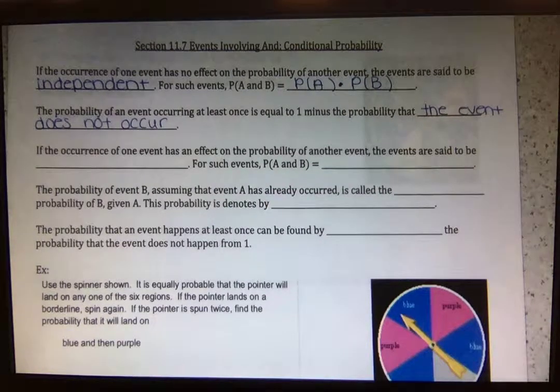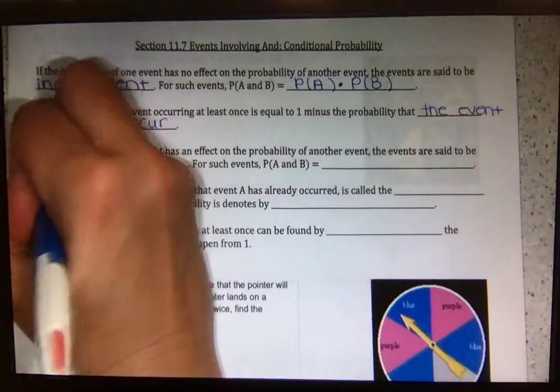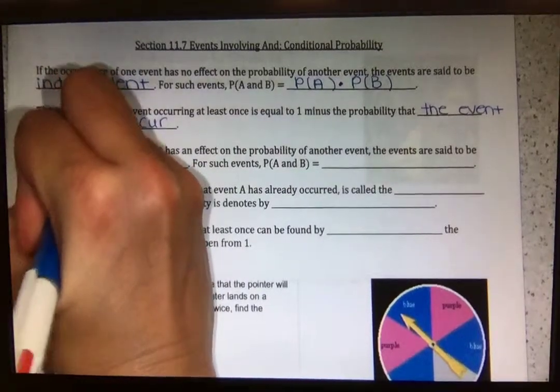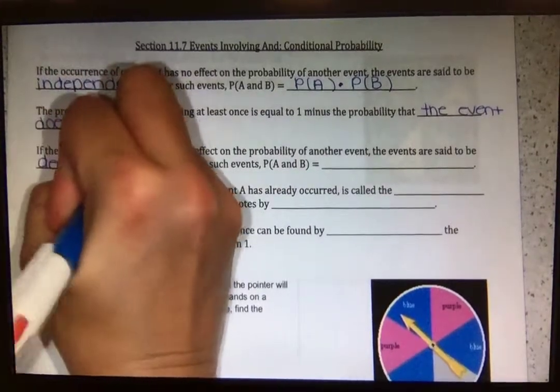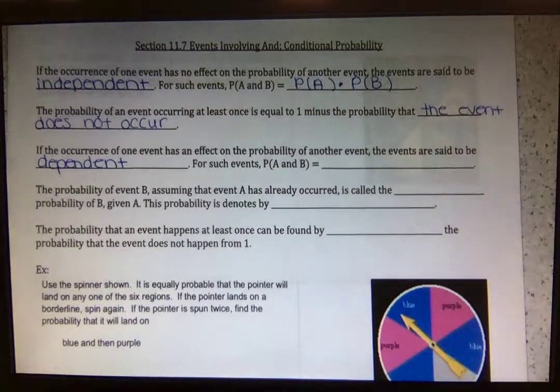If the occurrence of one event has an effect on the probability of another, the events are said to be dependent. So for example, if you choose one card, you take it out, and then you choose another one. You already have one out, so that's going to affect your probability of the next cards you choose. So it does affect, so these are dependent.